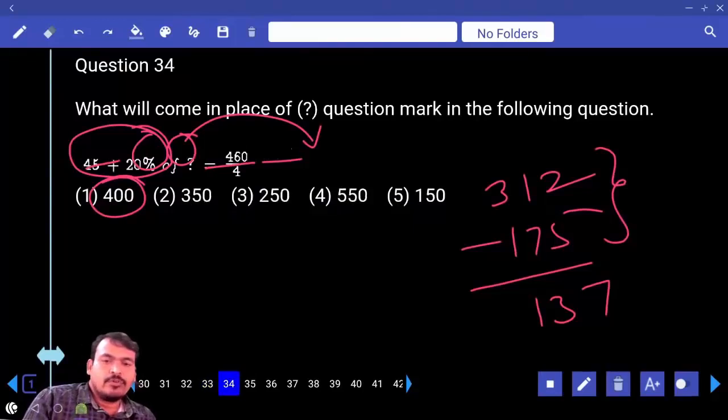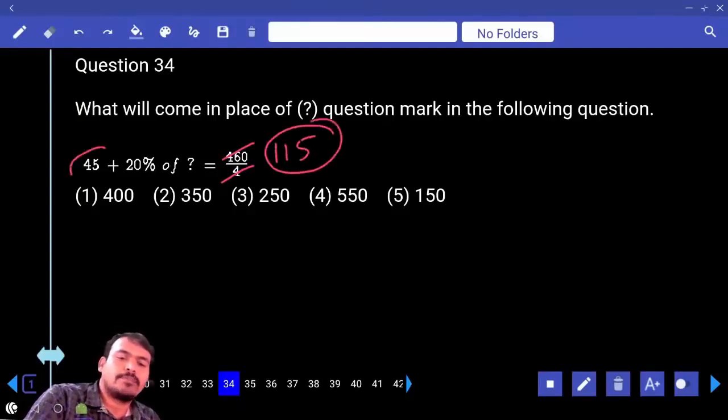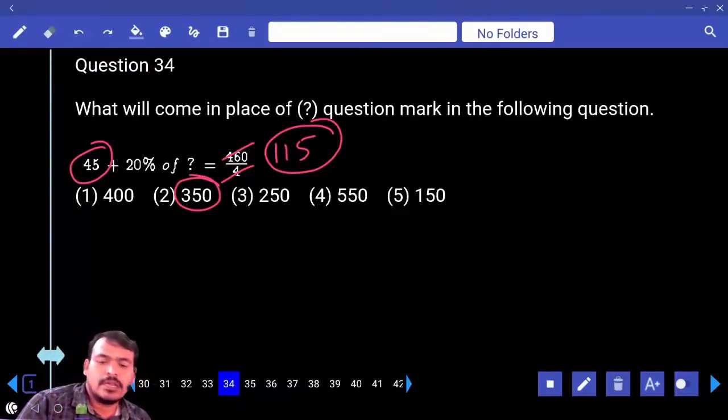Next question number 34. 45 plus 20% of something equal to 460 by 4 or not? 4 how many times? 460. 115. Out of 115 we are subtracting how much value? 45. What is the remaining value? 70. Means 20% of something equal to 70 or not? Means 20% value 70 or not? 20% is 70, means 10% is 35. 100%, 350 or not? If 20% is 70, then 100% is 350.